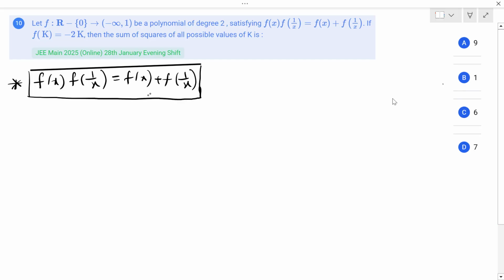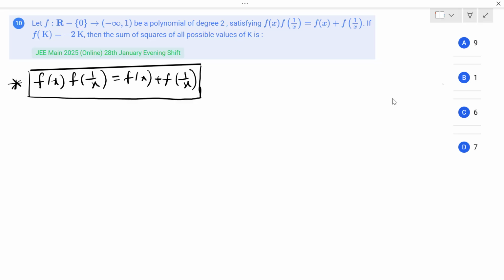Now, any faculty who is teaching the functional equations concept will always ask you to remember some standard functional equation solutions, because every time you can't go on solving the functional equation to get the function. In the exam limited time will be given and some functional equations are hard to solve for the function. So this is the number one functional equation which any faculty would ask you to remember.